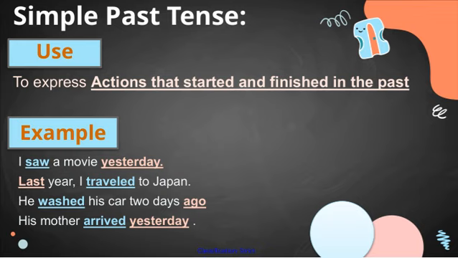Then there's, last year I traveled to Japan. This indicates a specific time frame in the past, last year, and a completed action of traveling. Finally, I saw a movie yesterday. This is another example of a past action that happened at a definite time. The key point here is that the simple past tense is used to talk about actions that started and finished in the past, often with a clear time reference. Understanding these examples helps us recognize the tense when we're describing past events in conversation or writing.